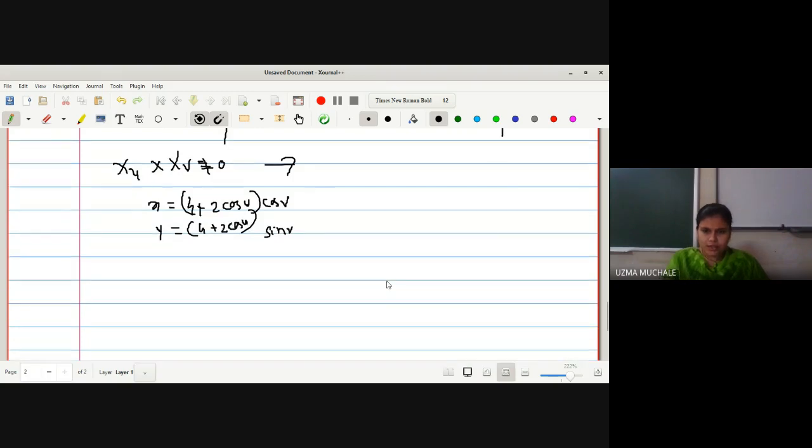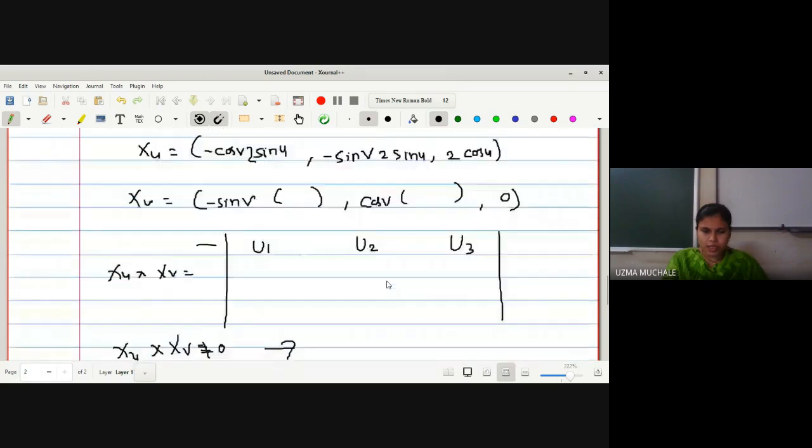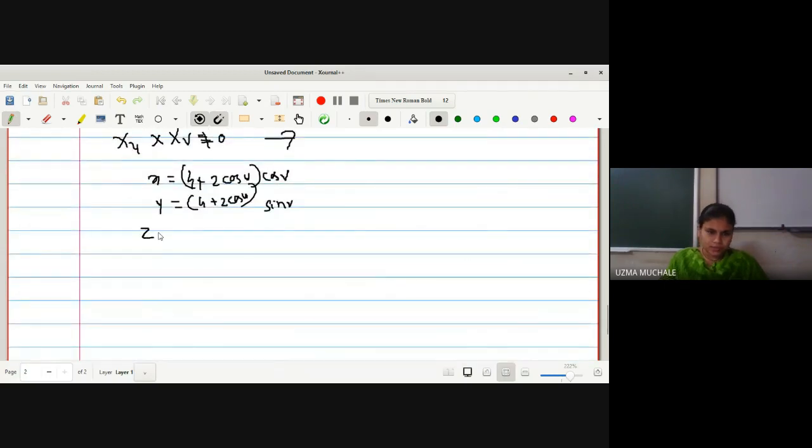And what is the last one? Z coordinate is 2 sin u. Okay, so now what do we have to do? We have to find out what x square plus y square is. What will be x square plus y square?